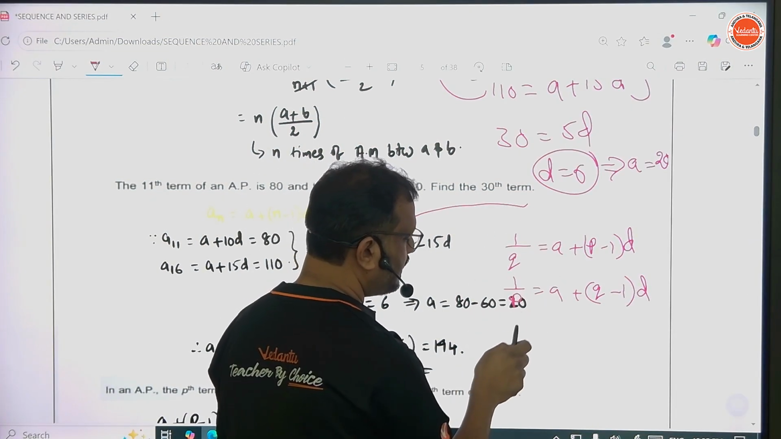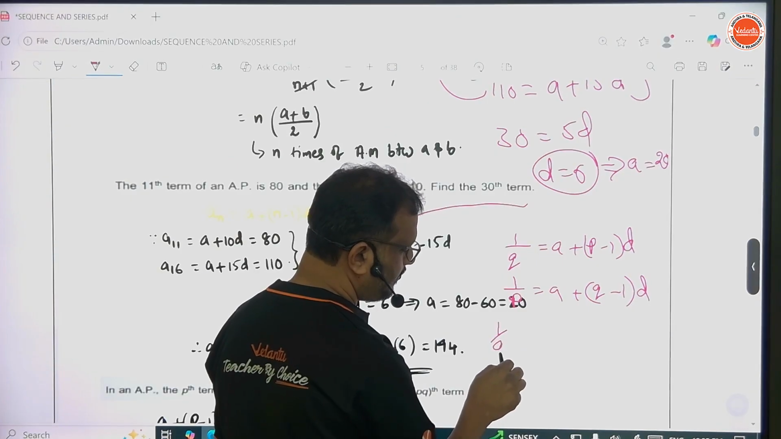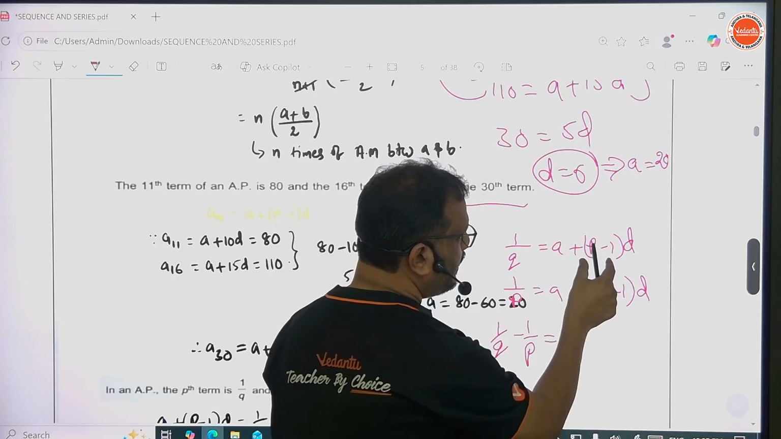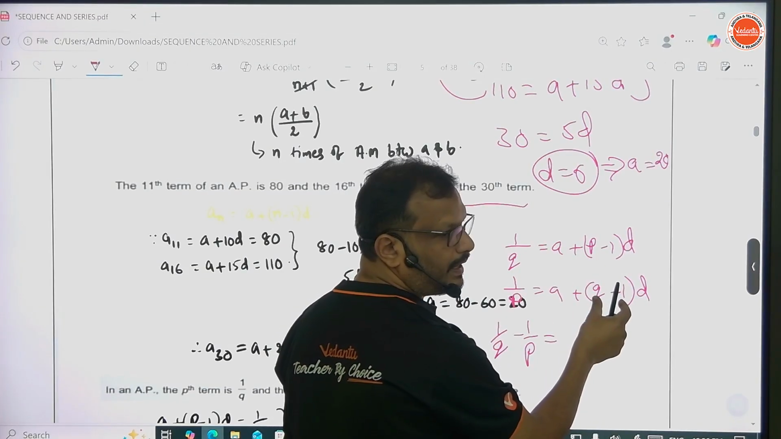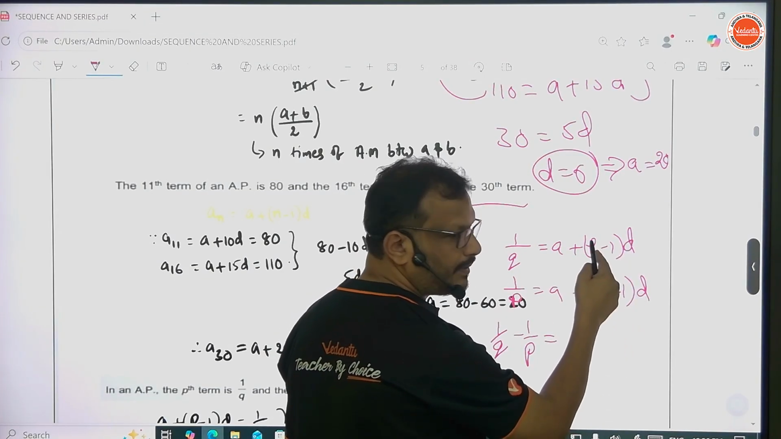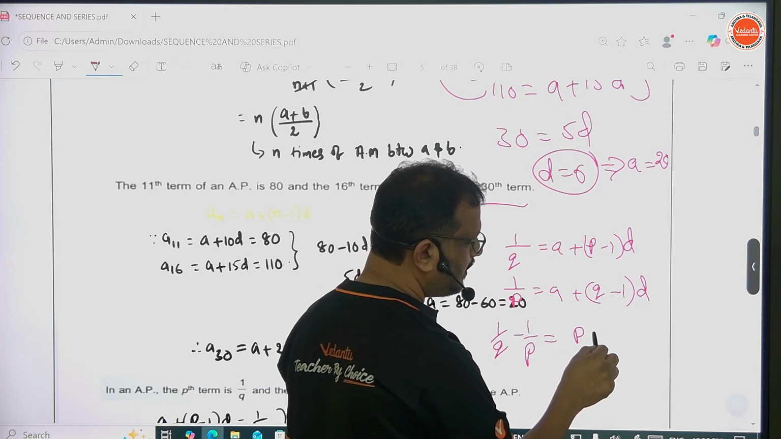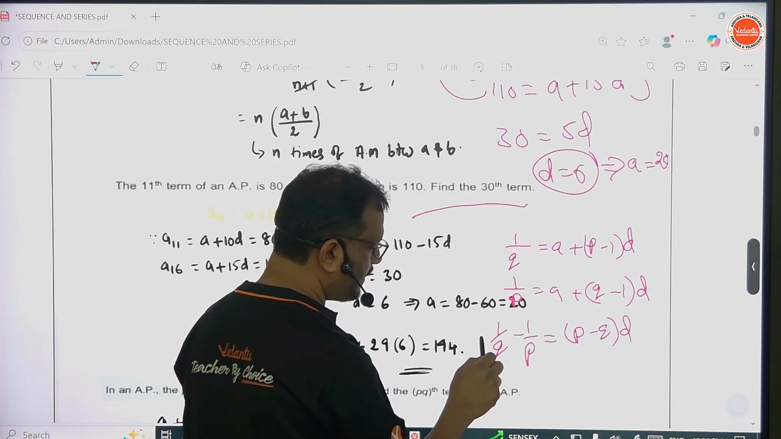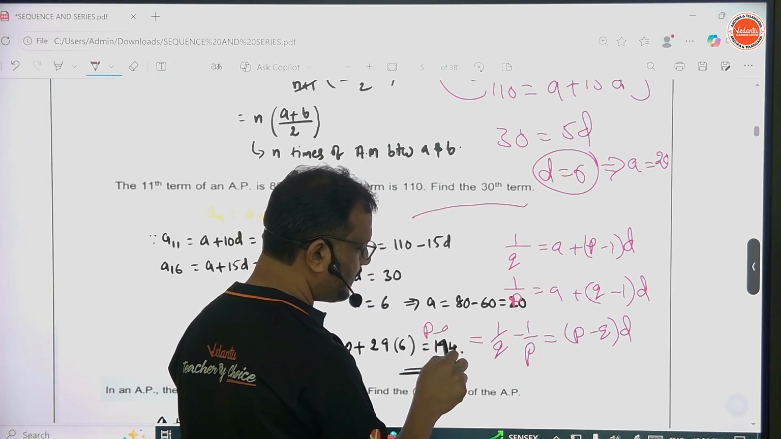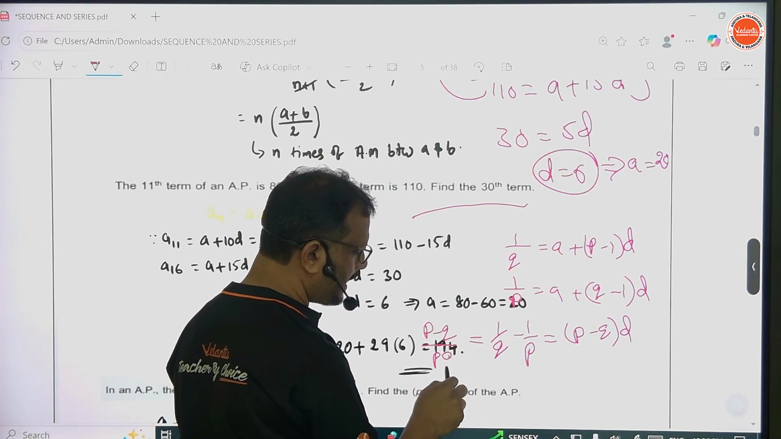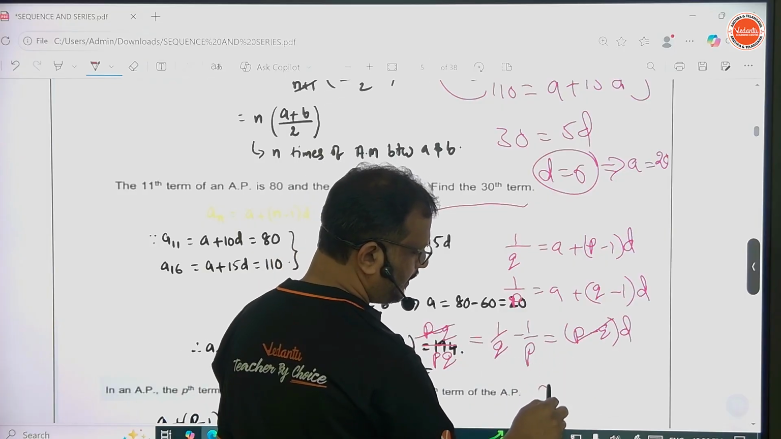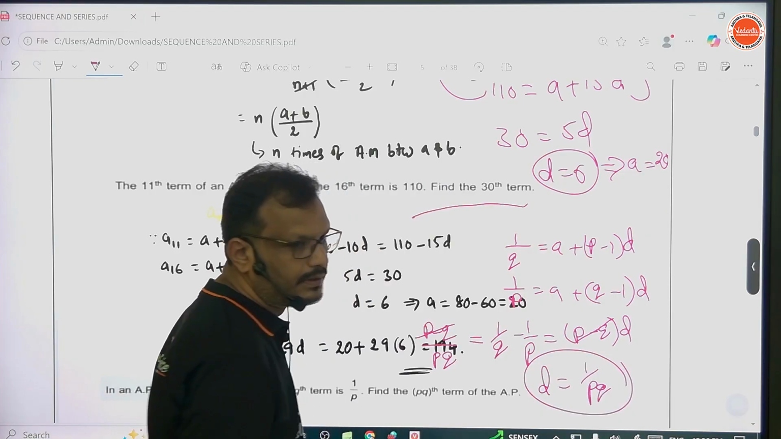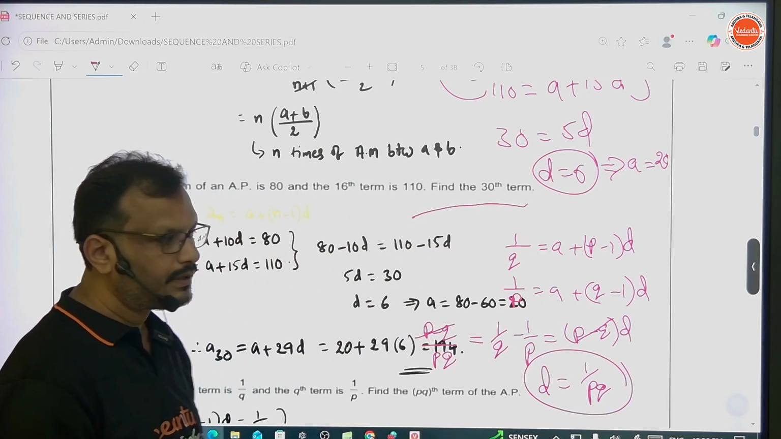So this minus this: 1 by Q minus 1 by P equal to A minus A, which will be 0, plus (P minus 1 minus Q minus 1) into D. That means 1 will get cancelled, P minus Q into D. Here if you take LCM, this will be equal to (P minus Q) by PQ. So you can cancel P minus Q. Therefore D equal to 1 by PQ. Now substitute the D value in that. So what will we get now?